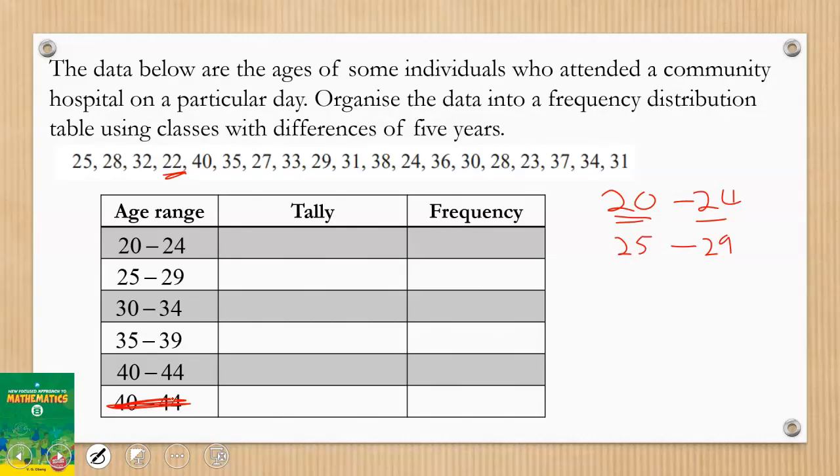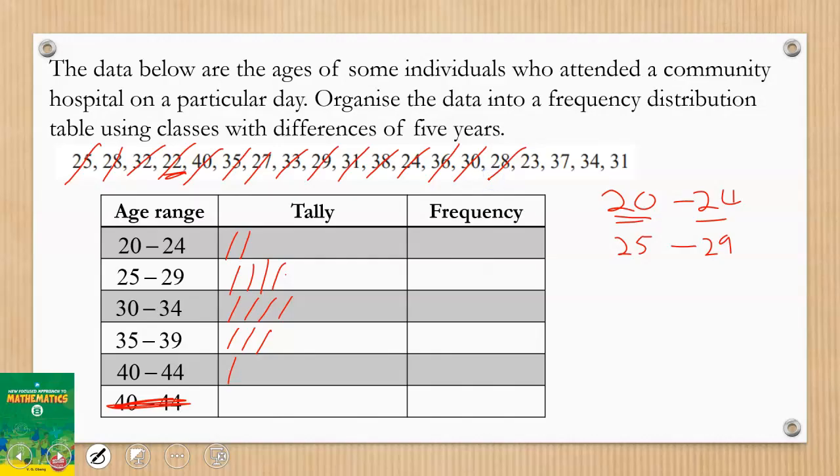Now, again, we go by the tally approach. So from 20 to 24, here we cross the first, 25, and it falls within this category. 28 comes here. 32 is in this category. 22 is in that category. 40 is in this category. 35 is in this category. 27 is here. 33 is here. 29 is here. 31 is here. 38 is here. 24 is here. 36 is here. 30 can be found in here. 28, you see how I'm doing the thing?